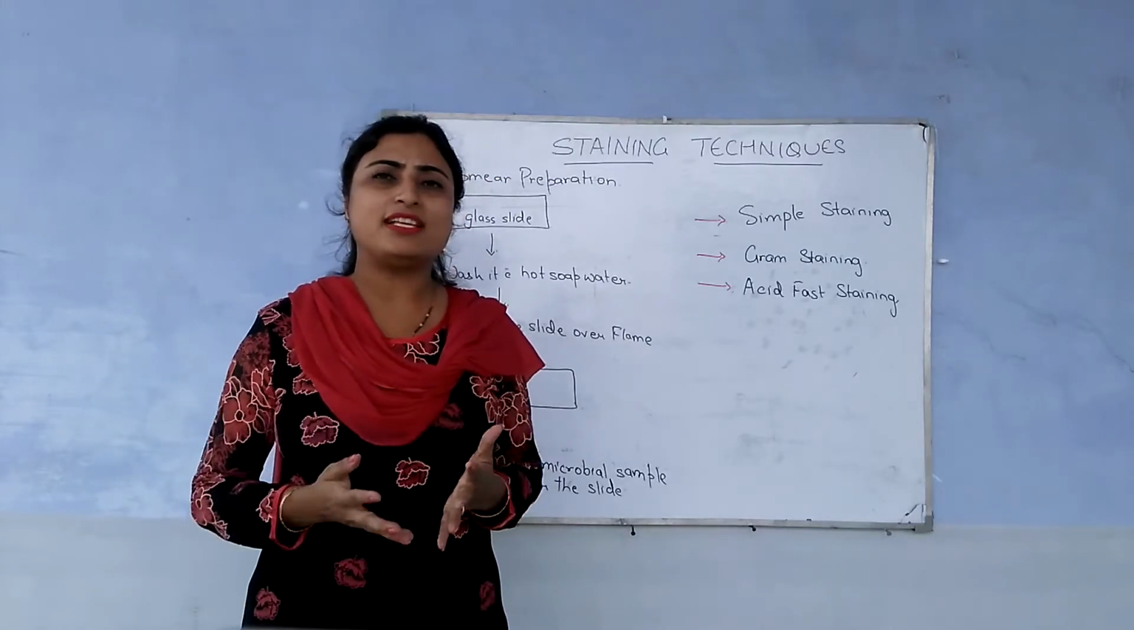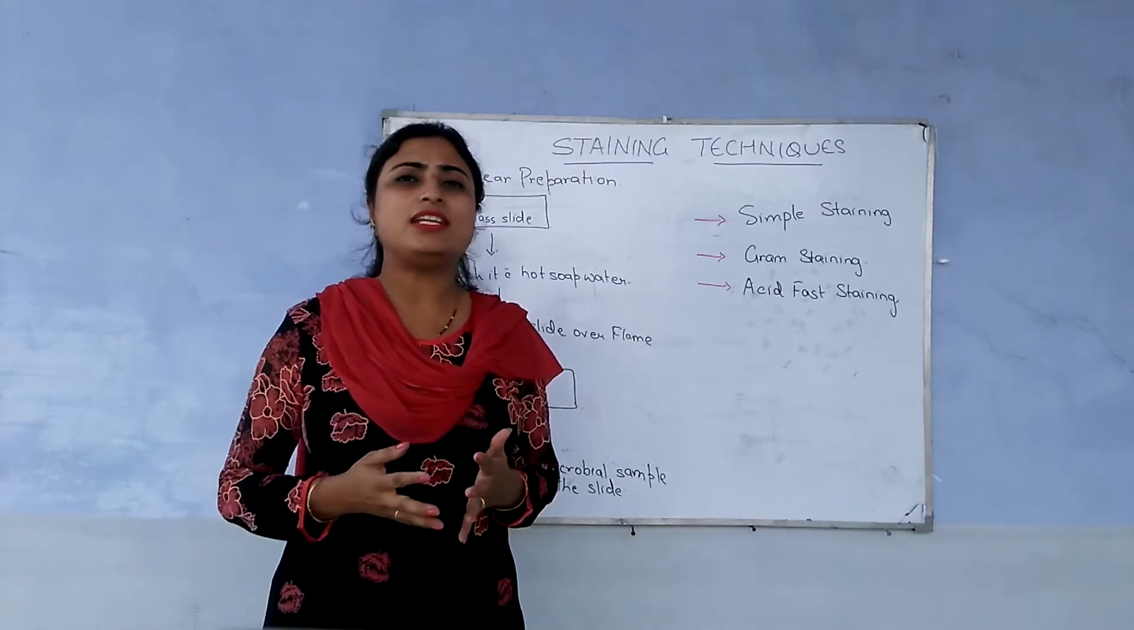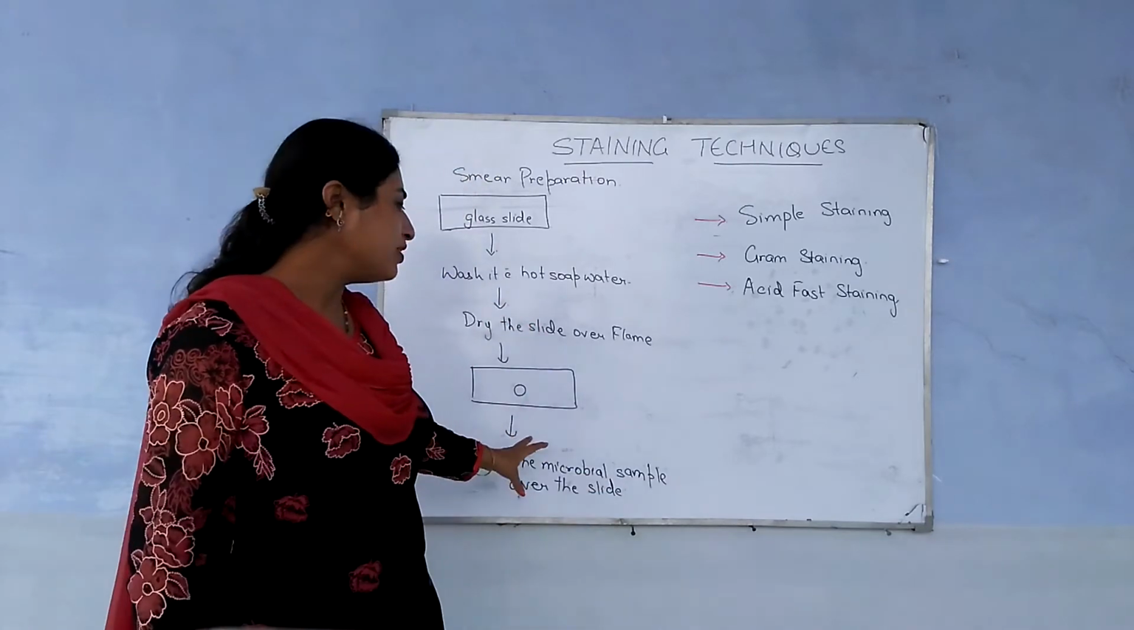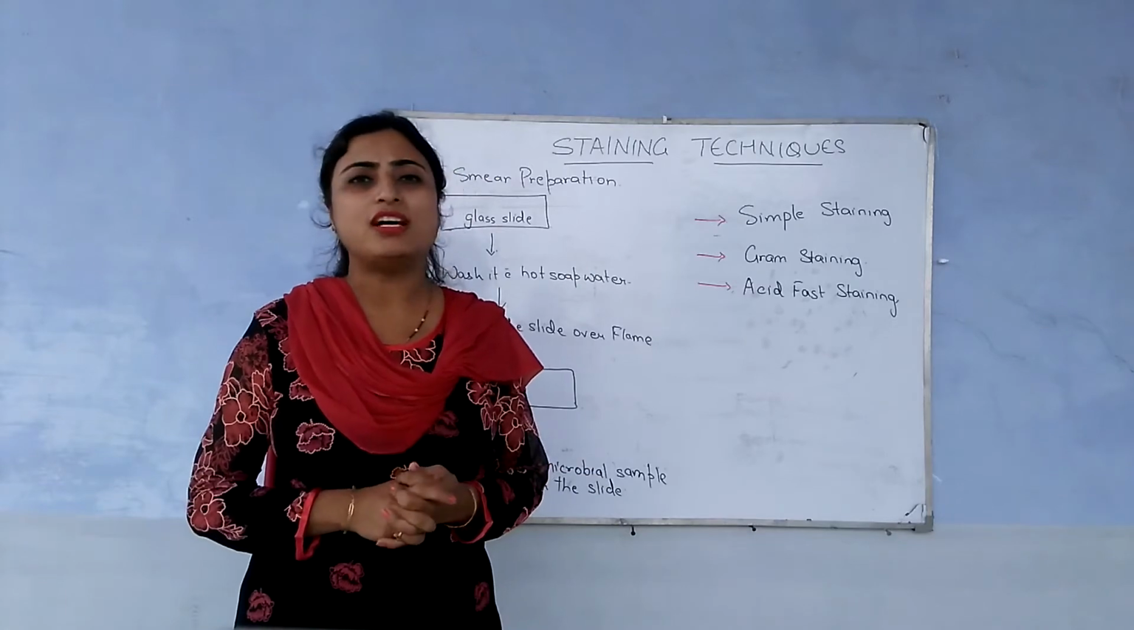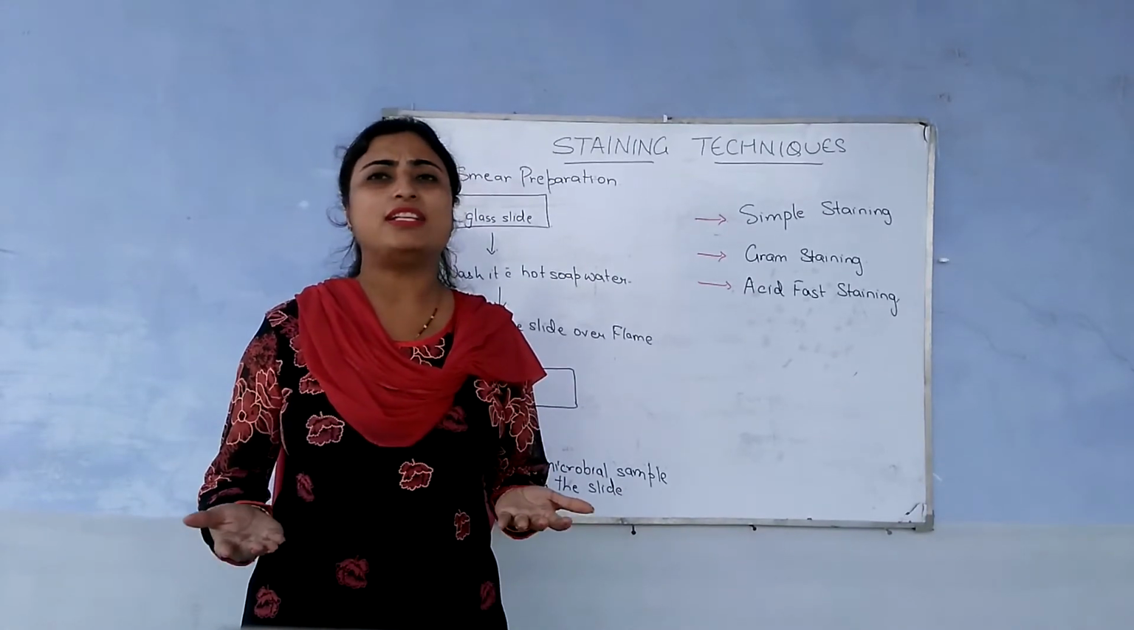Now what is heat fixing? Heat fixing is just a technique where we move the slide over the flame just to reduce the motility of the bacteria so that we can easily identify the microbes.